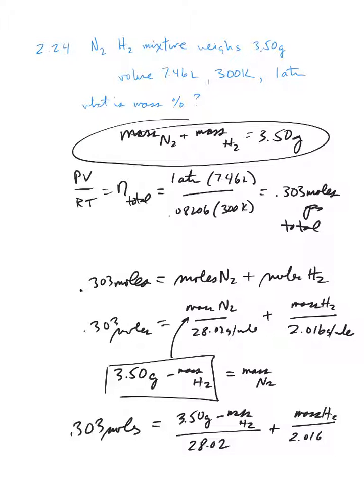I'll let you solve for the unknown, but what we end up getting here is a mass of H2 is 0.387 grams, and a mass of, that's actually the mass of N2. Let me fix that up. That's the mass of N2, and the mass of H2 turns out to be 3.113 grams. All right. You could use those to figure out a percentage, which is what the question asked.